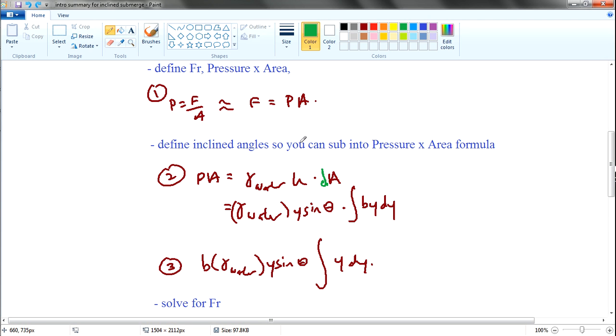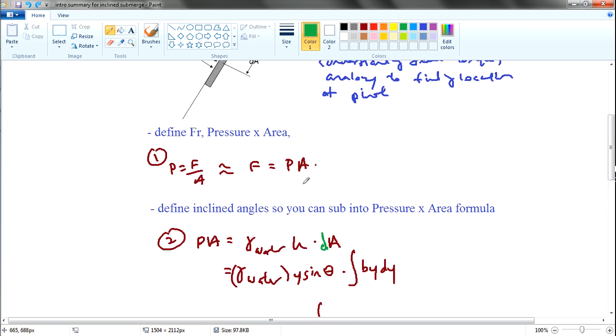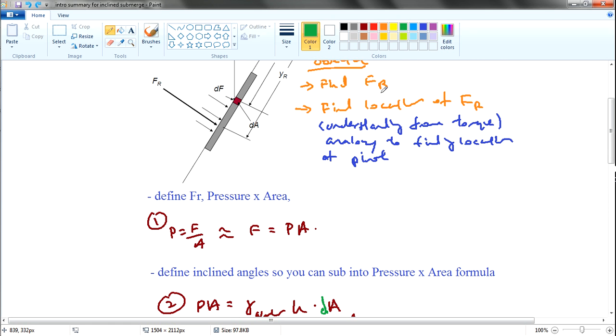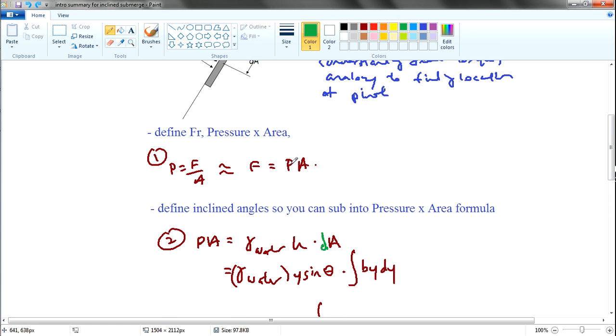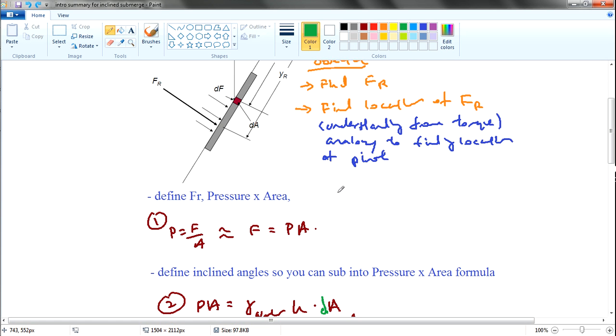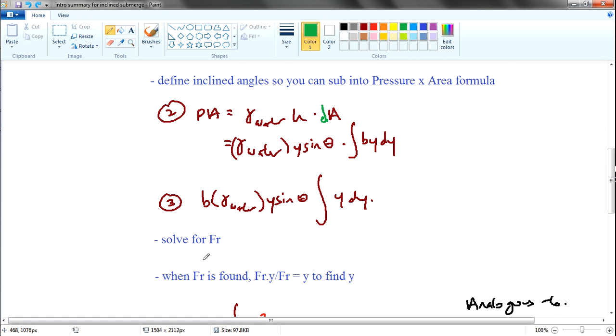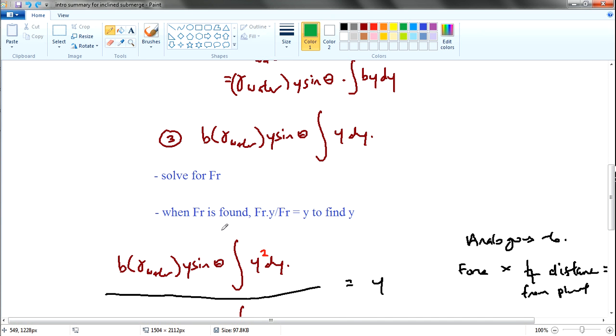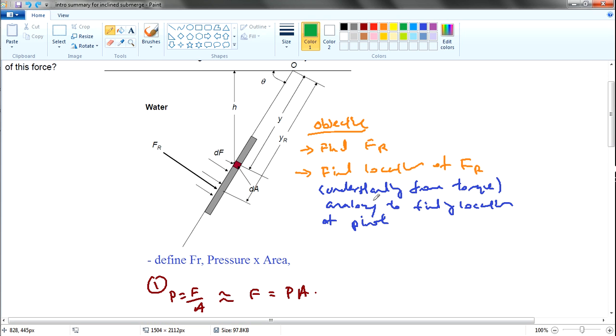That's all. Okay, and with this, our objective is to solve for FR, our resultant force, which is perpendicular to this plane. So we just solve for FR using this equation. When FR is found, you can find the position where the center of the force is acting. The reason is that you have to know where the largest force is acting on the plane itself, so you can counteract it somewhat.